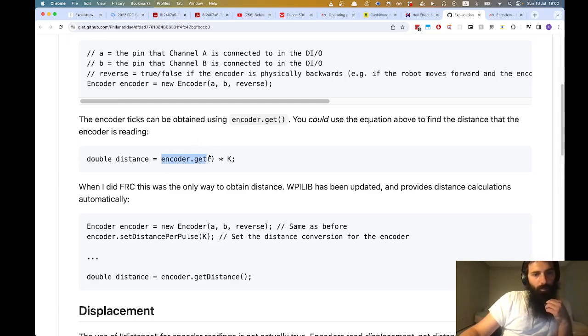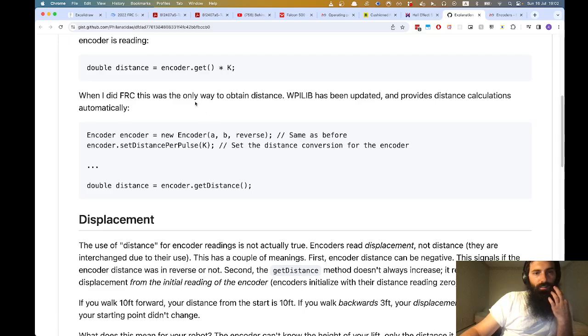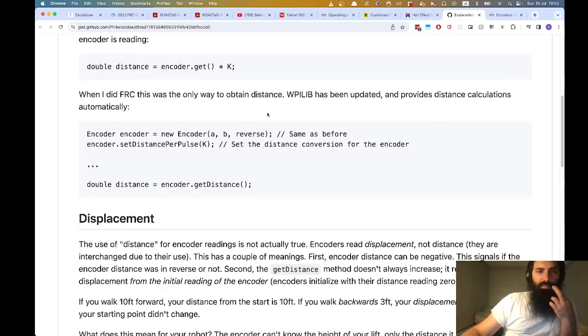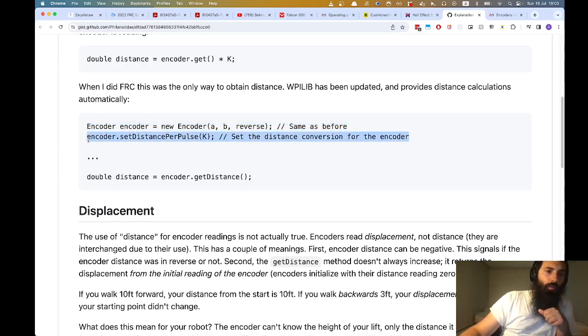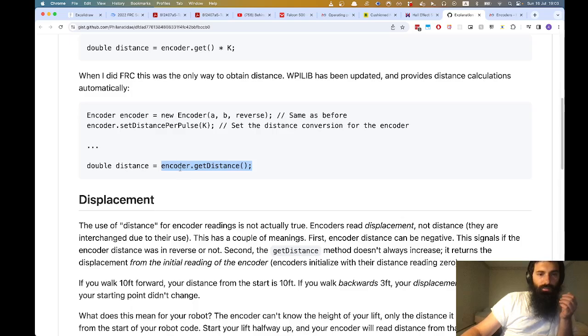So the encoder ticks can be obtained using encoder.get. Again, this right here will give you the number of pulses that have been seen from the encoder. And then you multiply it by this conversion factor and you get distance. That's how we've seen it before. When I did FRC, this was the only way to obtain distance. However, WPILib has been updated and provides distance calculations automatically. So what's really cool is you can instantiate an encoder and you can actually tell it what this K value is. And from that K value, the encoder class will actually do this conversion automatically for you. It's a helper function, so you can just call encoder.getDistance, and you'll get the distance.